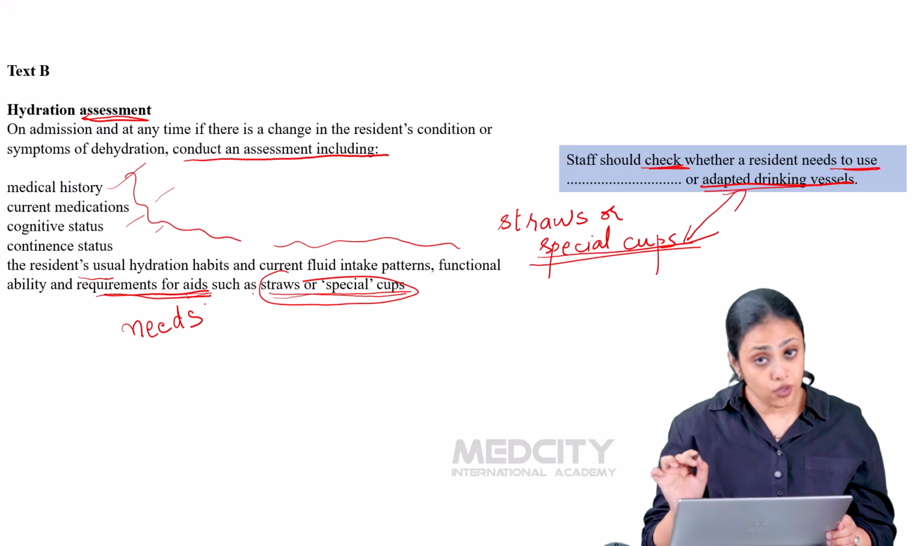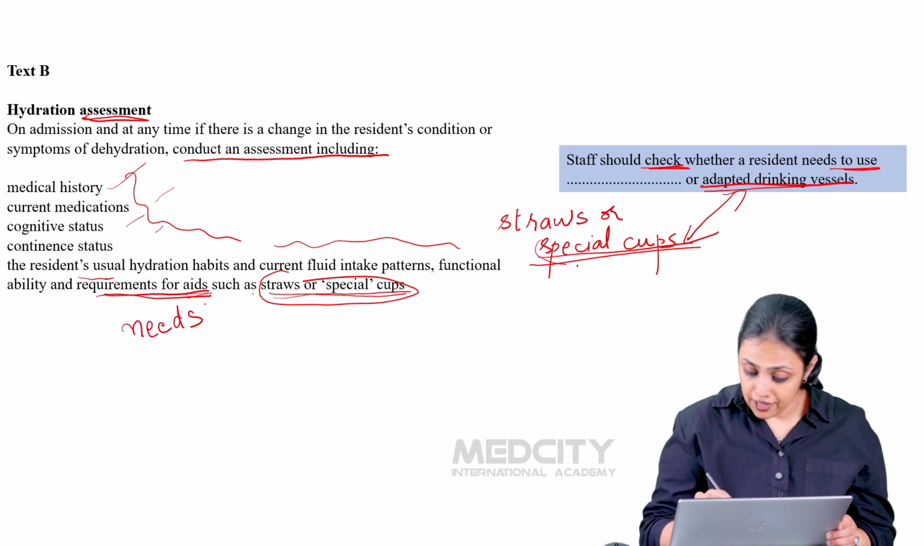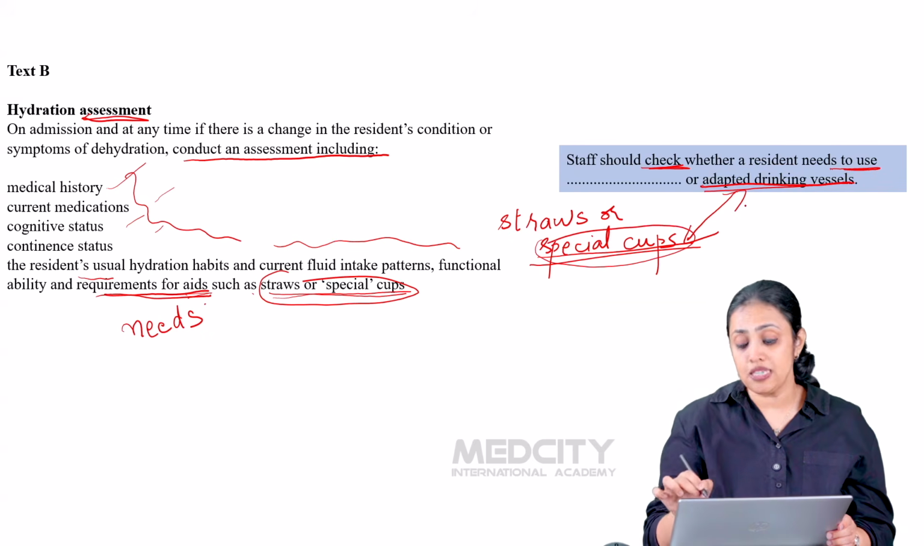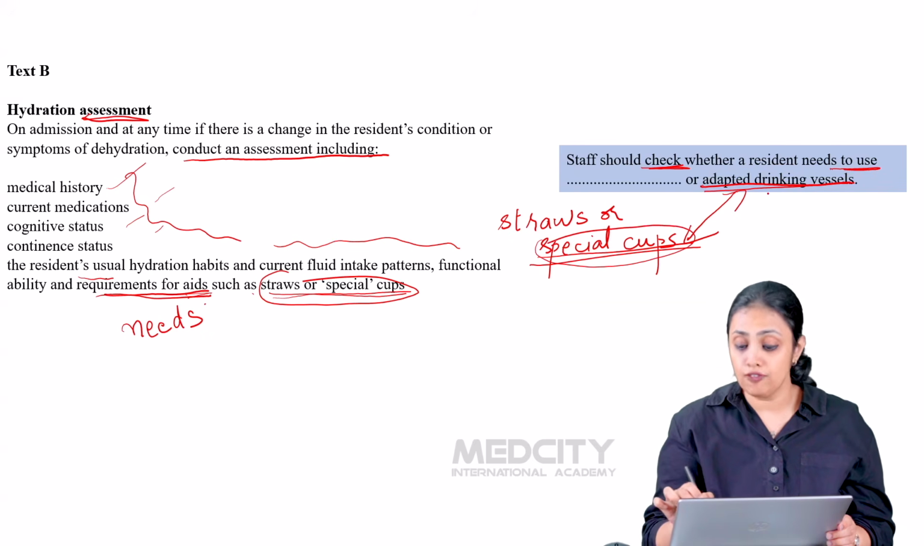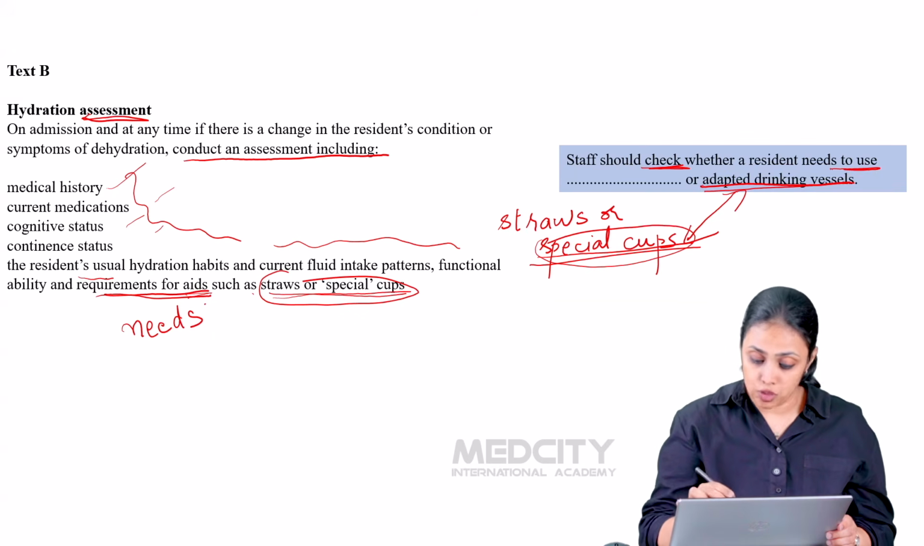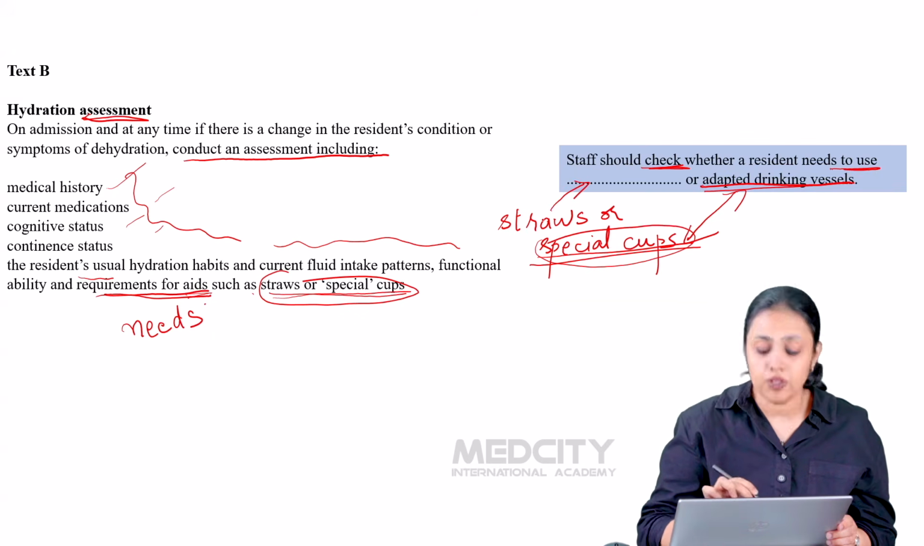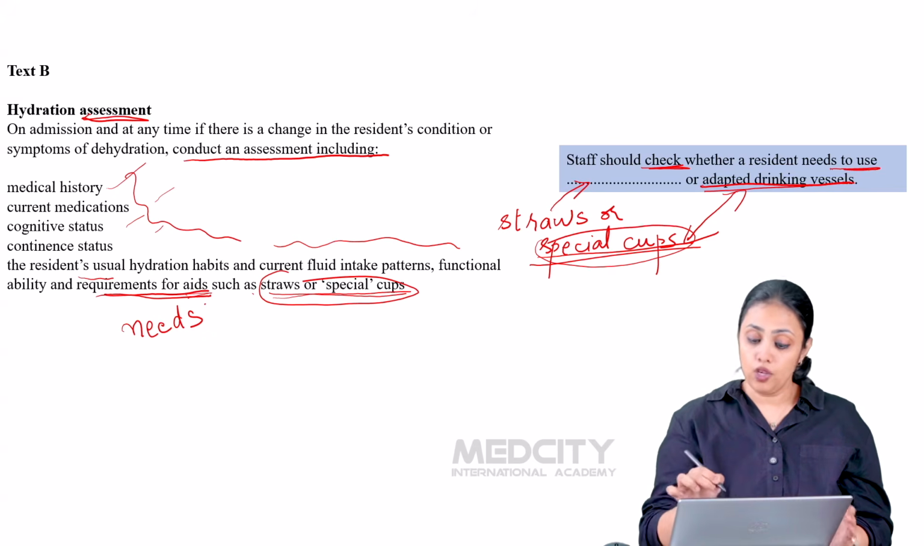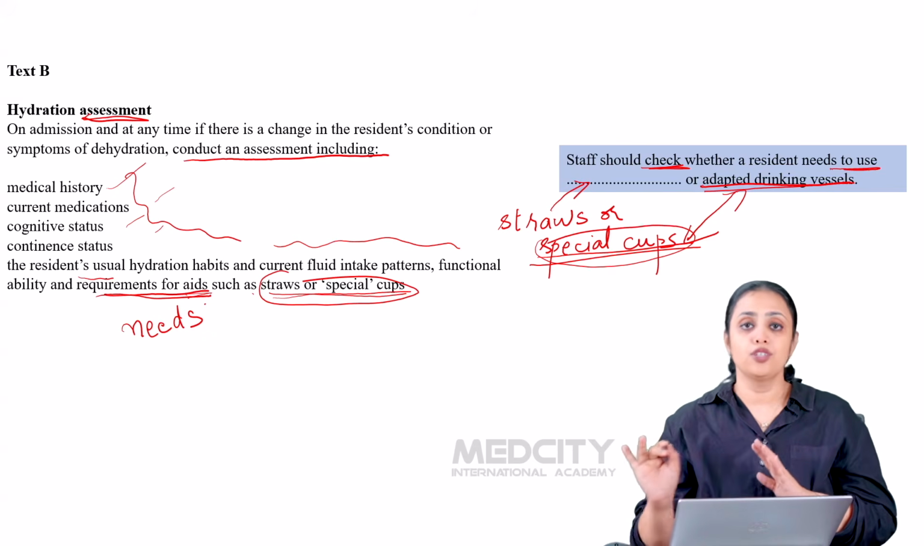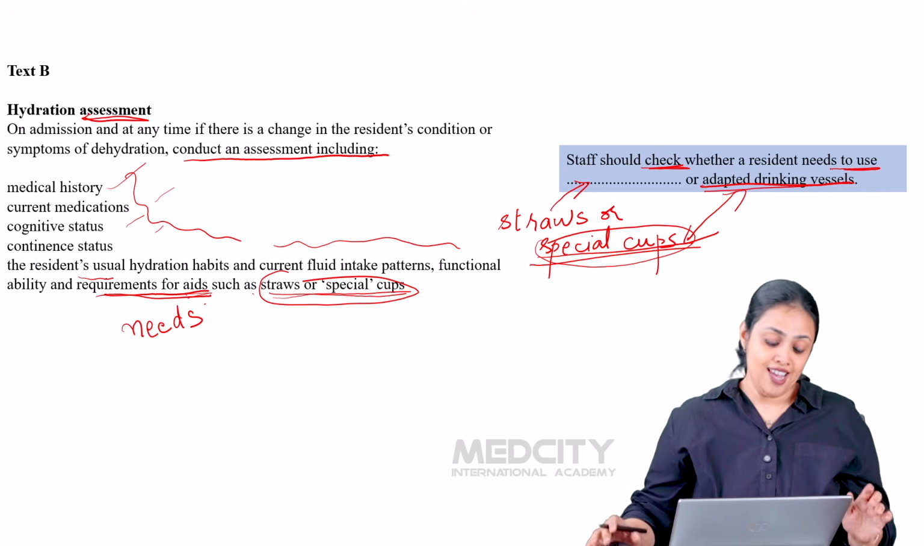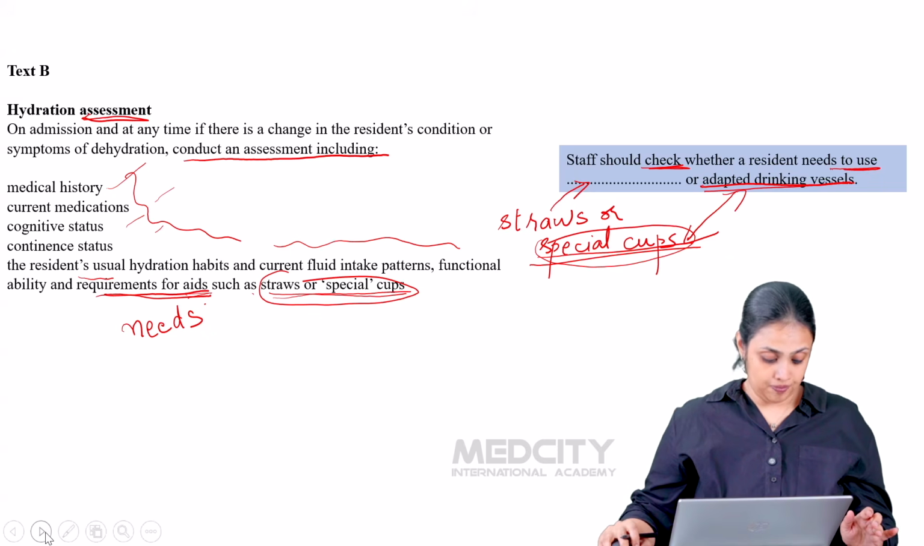Okay, so you have to read carefully. Already a paraphrased version of special cups is there in the question booklet in the form of adapted drinking vessel, which means that the right answer is just straws. Okay, now if you write straws or special cups, your answer goes wrong. Okay, now we shall move on to the next question.